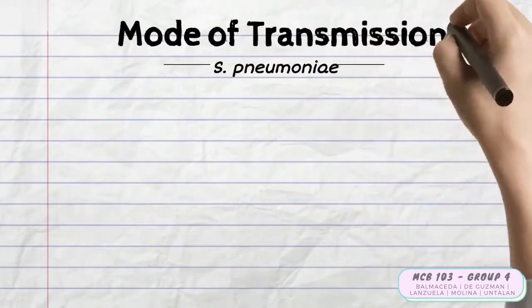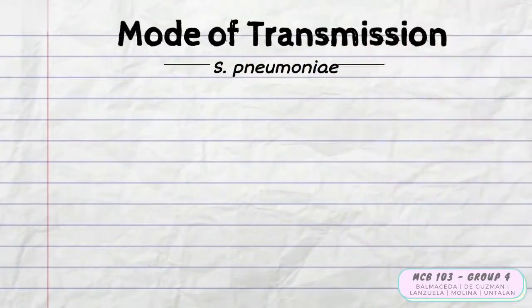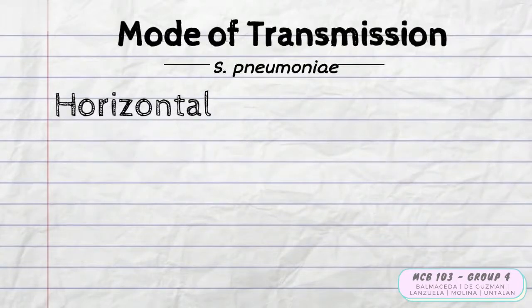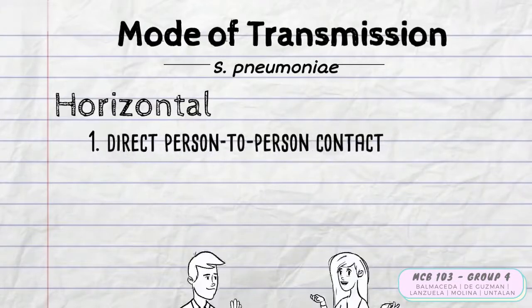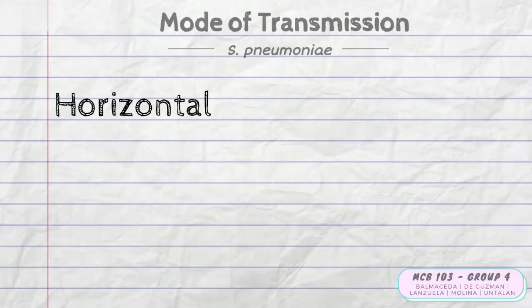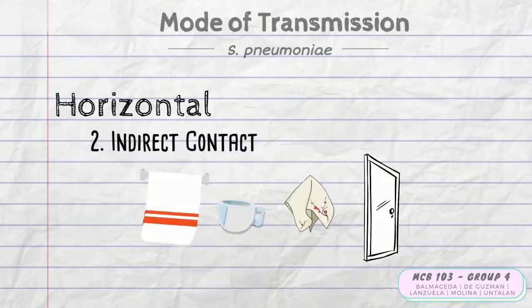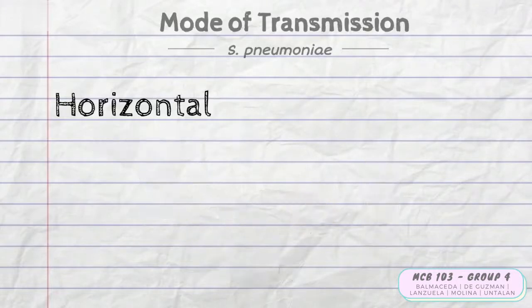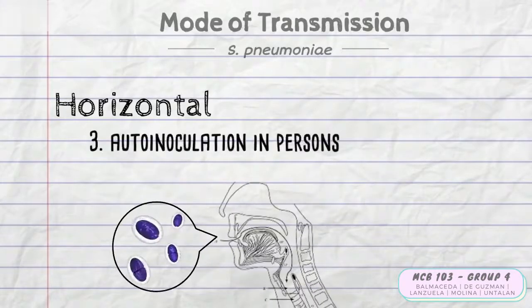Its mode of transmission. The transmission mode of S. pneumoniae can occur horizontally or vertically. Horizontal transmission can occur in four ways. First, inhalation and/or direct person-to-person contact via respiratory droplets, which is the most prevalent means of transmission observed in this organism. Second, indirect contact with contaminated inanimate objects, also known as fomites, attributed to the ability of the bacterium to form biofilms. Third, autoinoculation in persons carrying the bacteria in their upper respiratory tract.